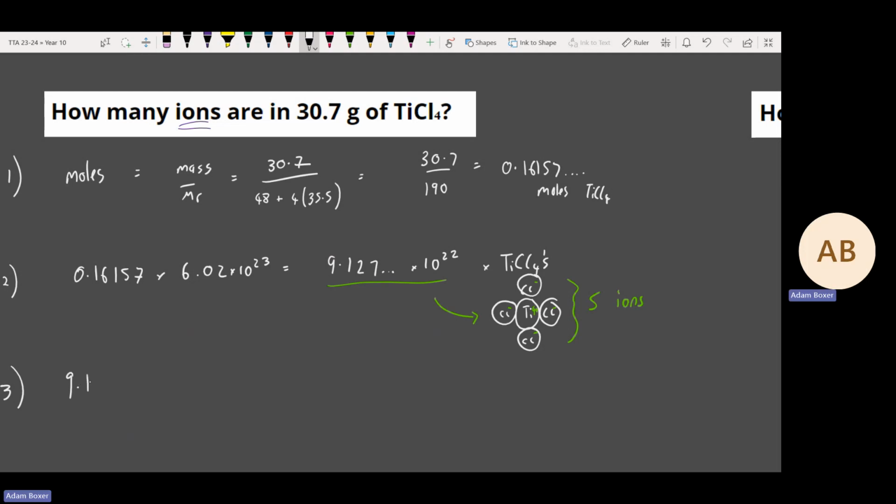Which gives me 9.127 times 10 to the 22, multiplied by 5. And that would give me 4.86 times 10 to 23 ions.